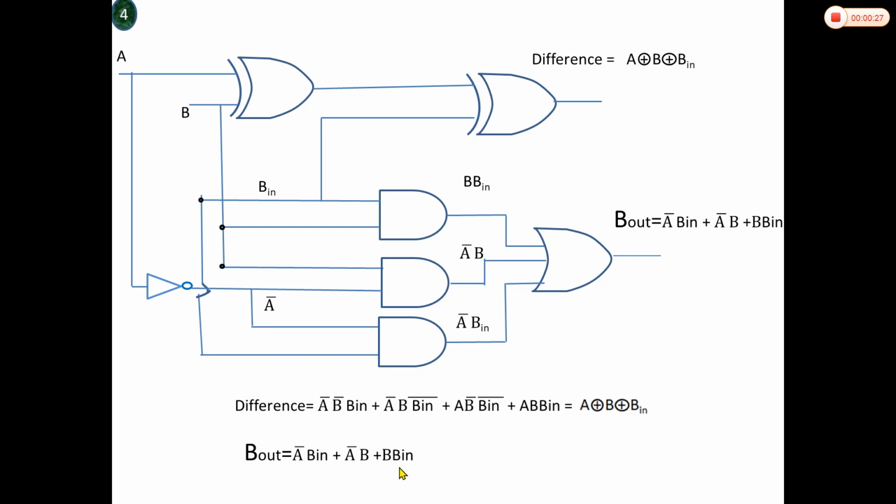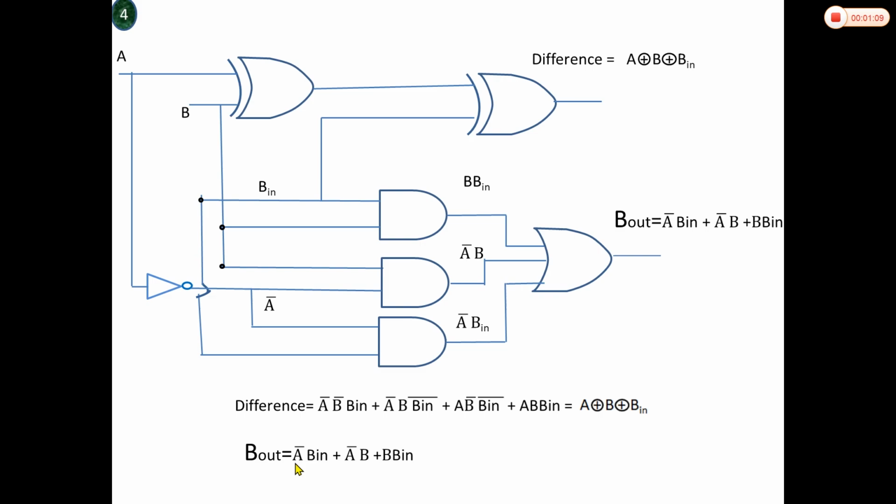We can realize this logic diagram for this Boolean expression by using exclusive OR gates, AND gate, OR gate and inverter. That is for difference A exclusive OR B exclusive OR B in. By taking two exclusive OR gates we can realize this. This is the first exclusive OR gate. The output of this gate is A exclusive OR B, and the output of this exclusive OR gate is A exclusive OR B exclusive OR B in. That is the difference output.